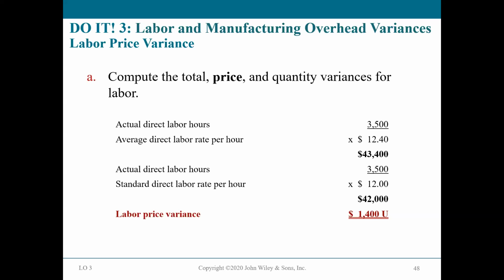On the price variance side, let's look at our actual direct labor hours times the average direct labor hour rate paid and the standard direct labor hour rate paid. So we had a $1,400 unfavorable variance due to price because we paid more per hour.